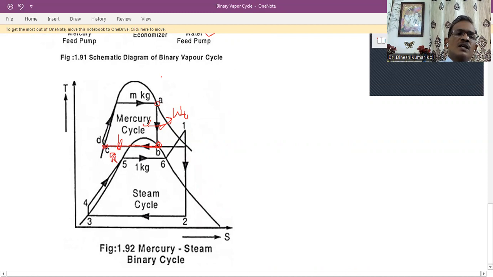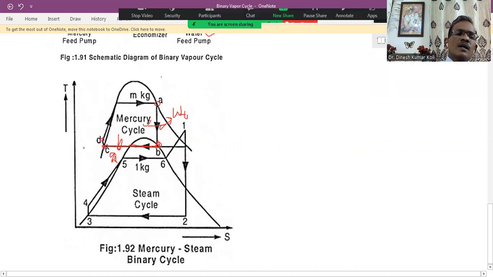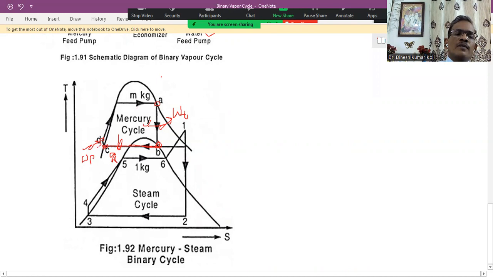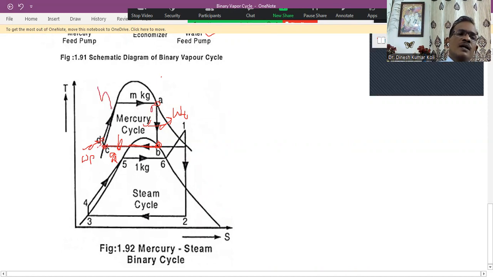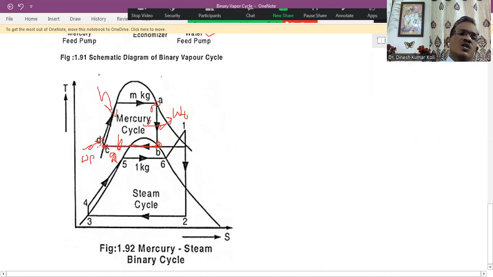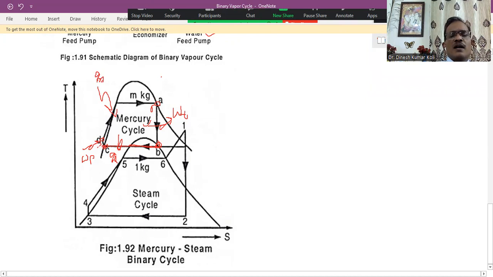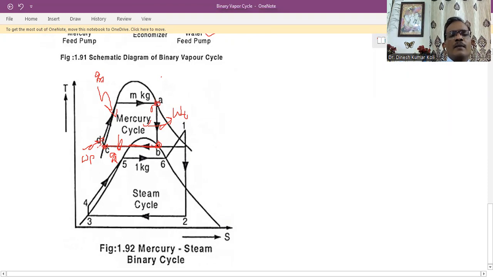Now from point C to point D, this is the mercury pump work, WP. Then from D to A, the heat addition takes place in the mercury boiler. It is QA, heat addition in the mercury boiler. Then the mercury boiler produces the mercury vapor at point A, and then it enters the mercury turbine. So this is how the mercury vapor runs across the cycle.